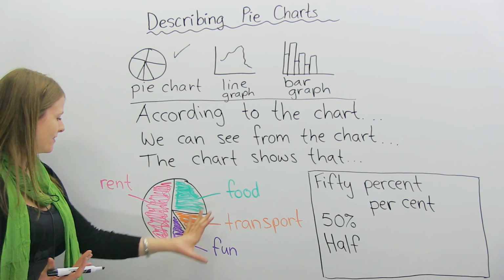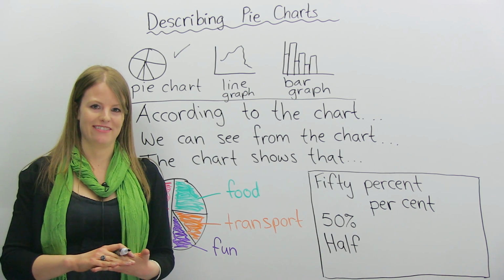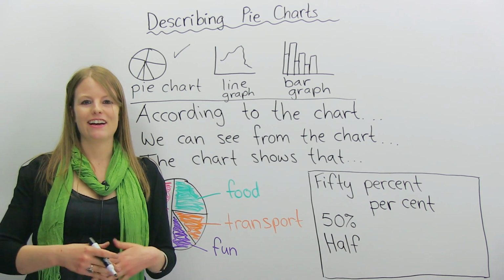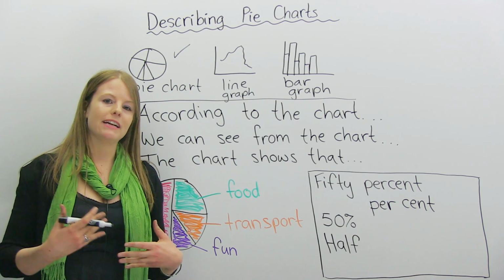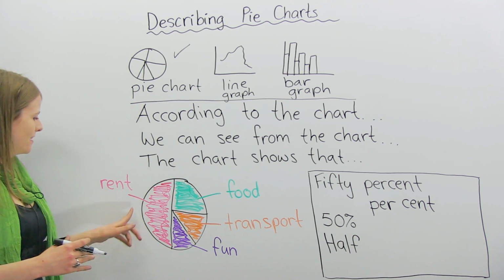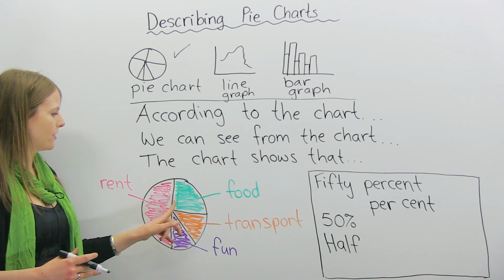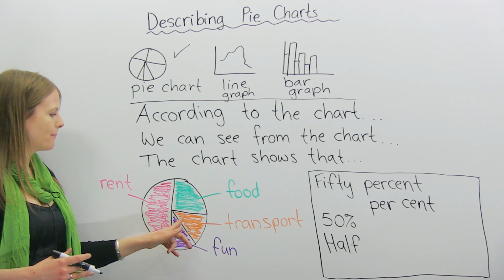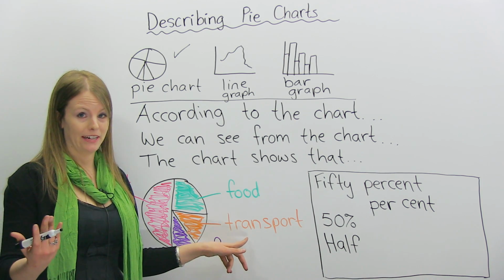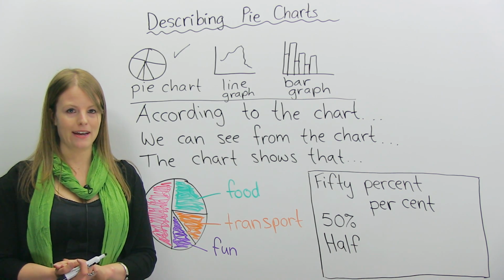So if we look down here, I have here what I spend my money on, okay? I want you to imagine each month, all the money I make, all my salary, this is what I spend it on. I spend some of it on rent. I spend some of it on food. I spend some of it on transport or transportation. And I spend some of it on fun, okay?